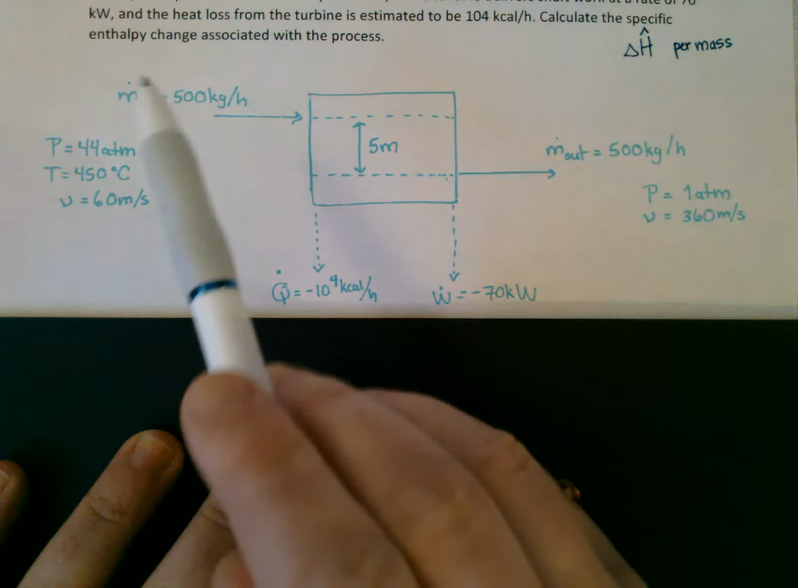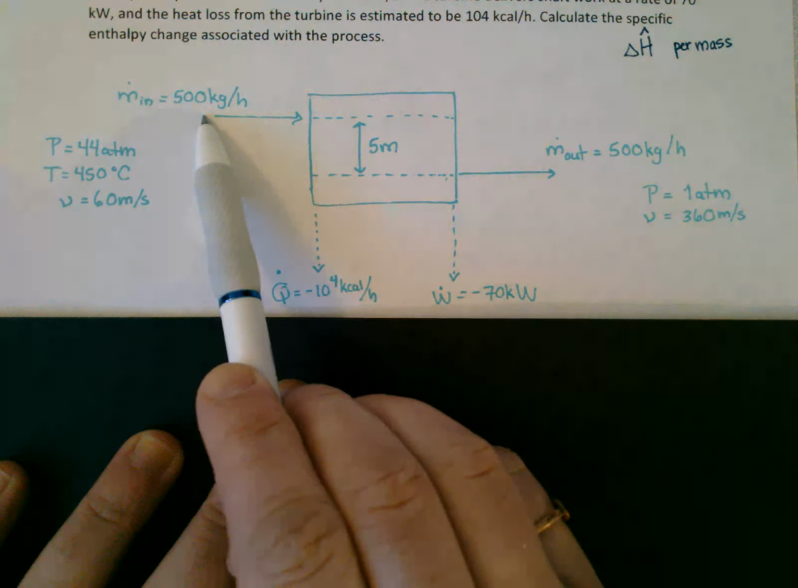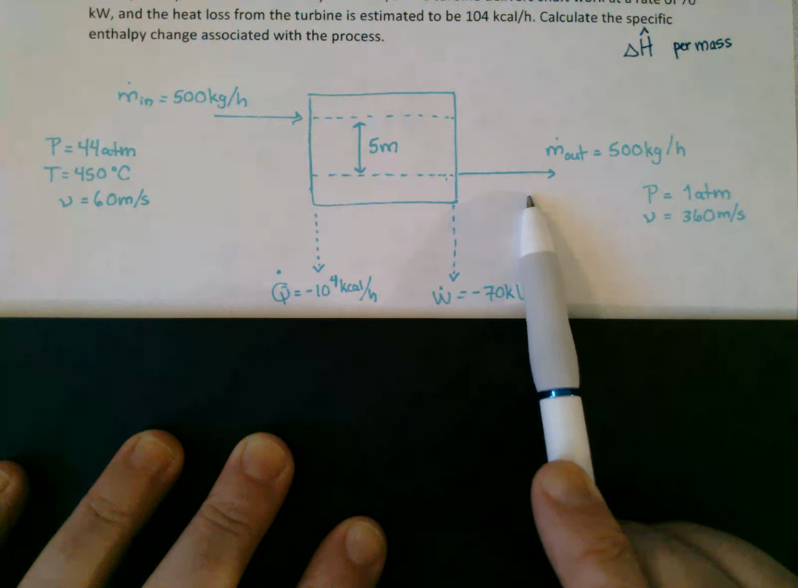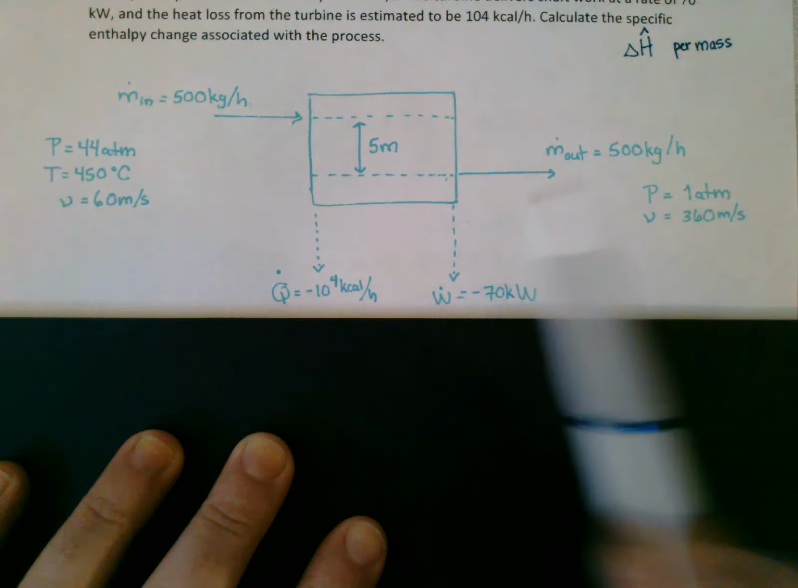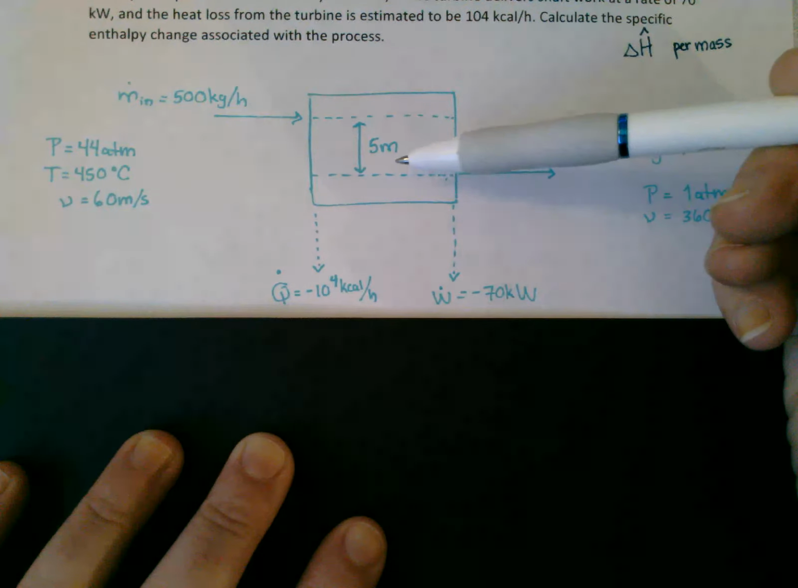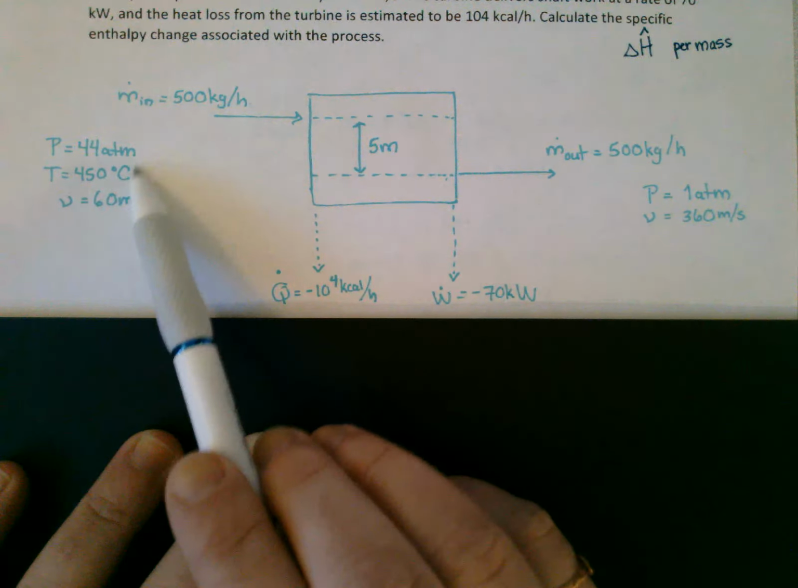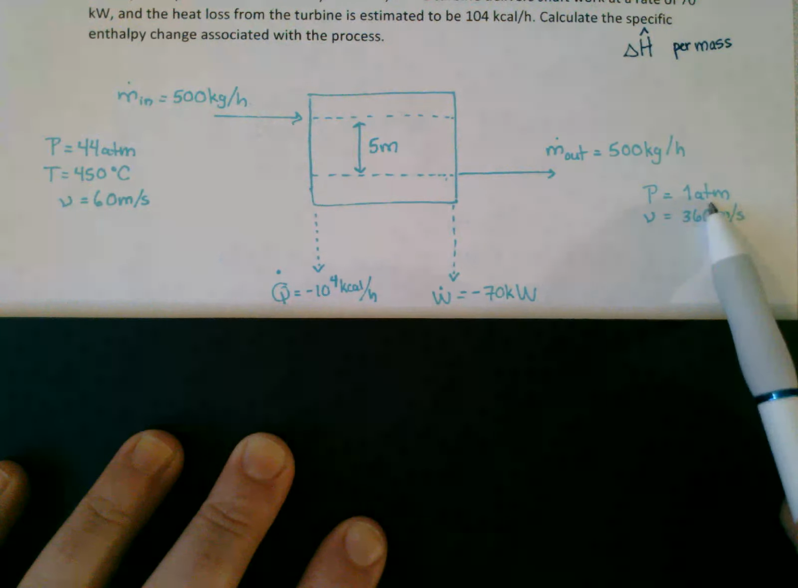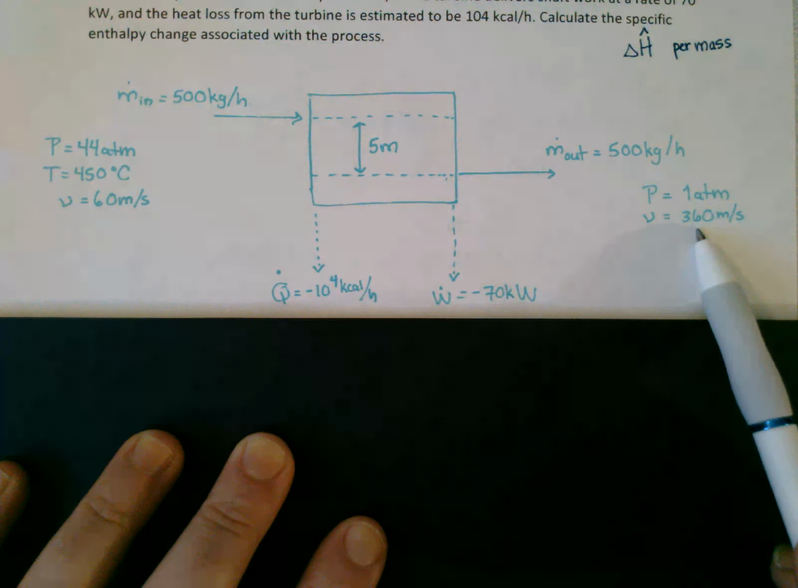So that's the first thing that I did. I said, well, the mass flow in is going to be 500 kilograms per hour. The mass flow out is also going to be 500 kilograms per hour if you think about it, because we're conserving mass, but it's dropping 5 meters inside that system. We know something about the pressure, the temperature, and the velocity at the inlet. We know something about the pressure and the velocity at the outlet.